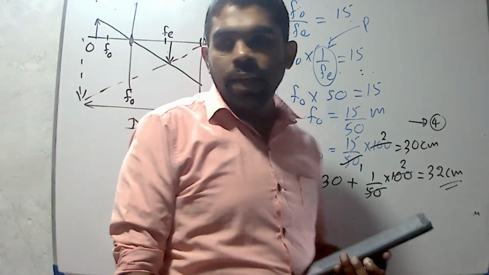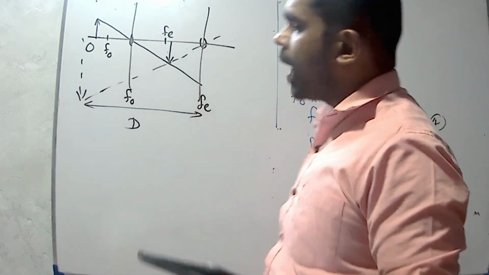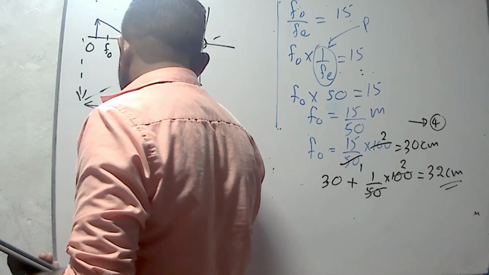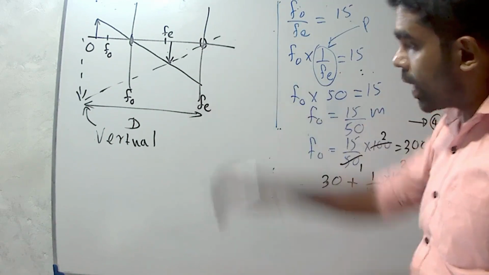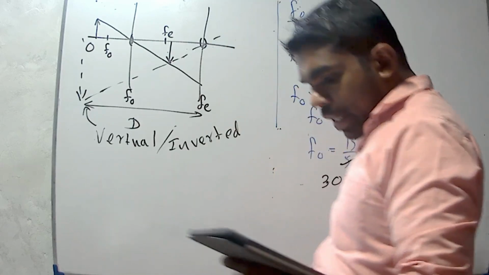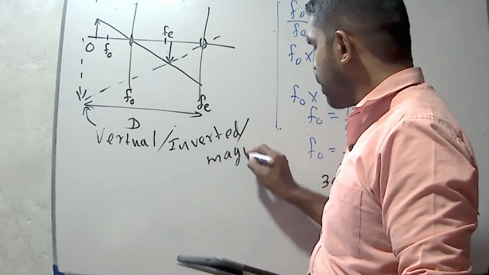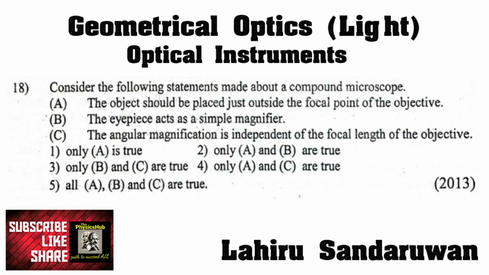Now you can understand this image is formed by producing light rays in opposite direction. Therefore, it is a virtual image. Virtual. Final image virtual. And inverted. Larger than the object. It means magnified. Then answer is 1.